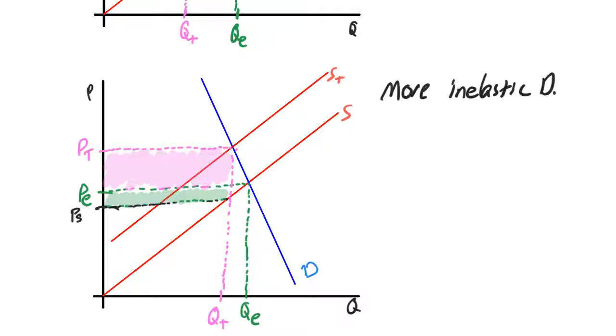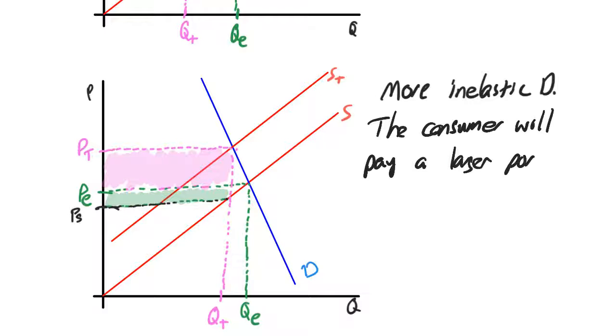right? And so what we can conclude here is that when you have a more inelastic demand, the consumer will pay a larger portion of the burden. More inelastic demand, the consumer will pay a larger portion of the tax burden.